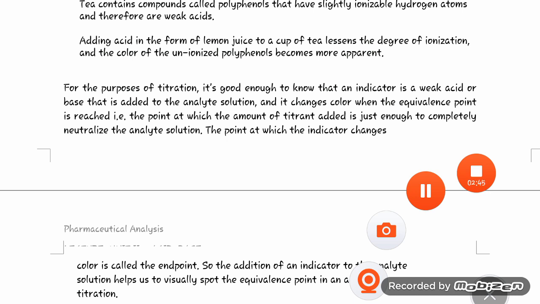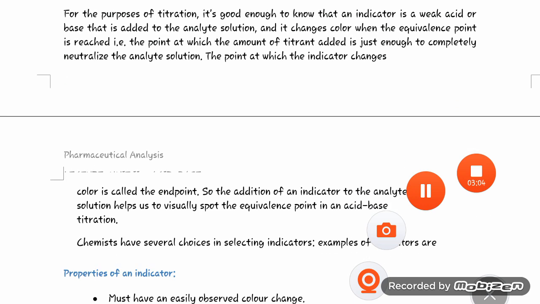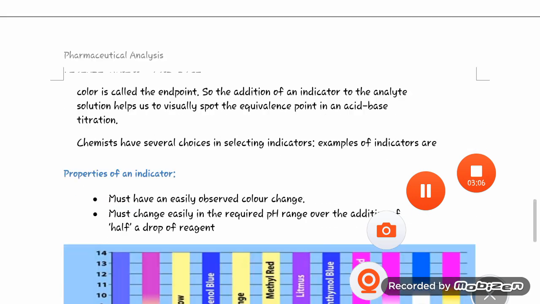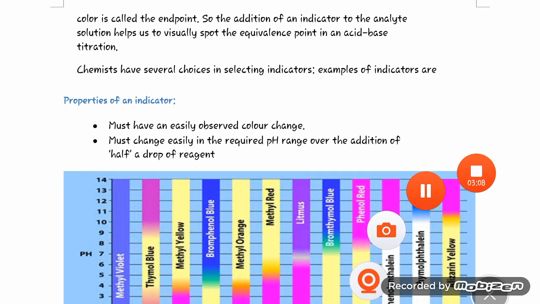For the purpose of titration, it's good enough to know that an indicator is a weak acid or base that is added to the analyte solution and it changes color when the equivalence point is reached. The equivalence point is the point at which the amount of titrant added is just enough to completely neutralize the analyte solution. The point at which the indicator changes color is called the endpoint.